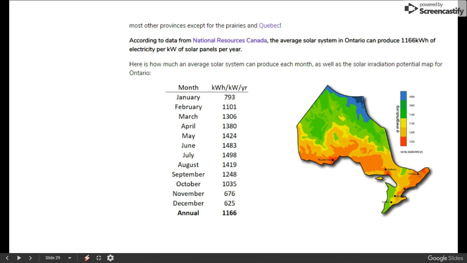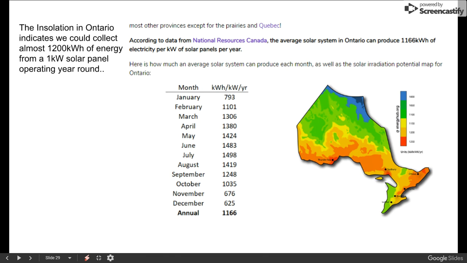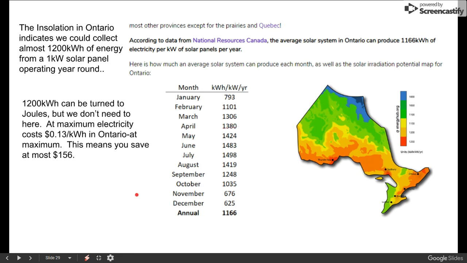Kilowatts and kilowatt hours are different. So these are based in practice. At best in Ontario, you might be able to get 1,200 kilowatt hours from a 1 kilowatt panel in a year. You can see the time of month. And obviously solar power up here, not very useful. 1,200 kilowatt hours can be turned to joules, but we don't need to here.